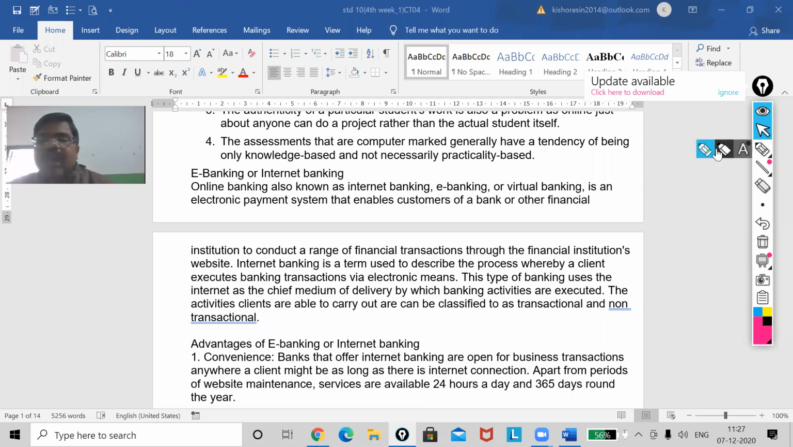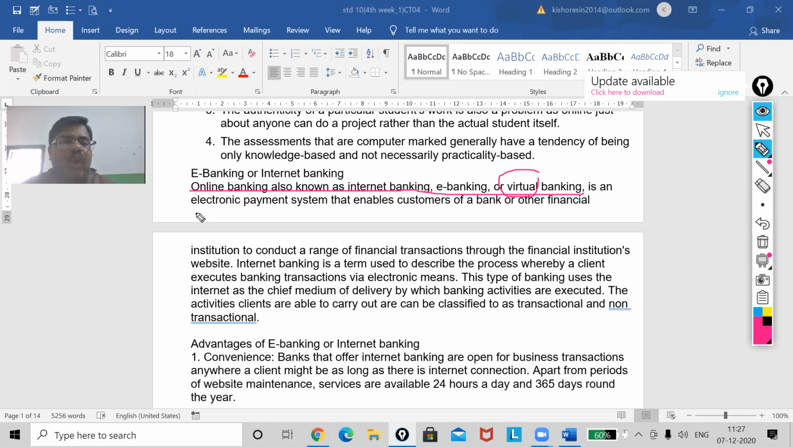Now, first of all, you have to know what e-banking is. E-banking, you can say online banking, internet banking, mobile banking, whatever you want. Online banking is also known as internet banking, e-banking, or virtual banking. Here I have used the term virtual. Virtual means what? The bank is not physically available, but you can get the services at home.